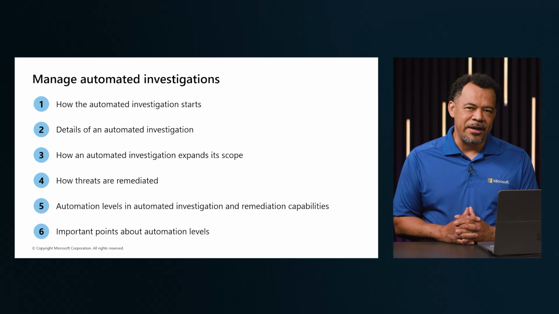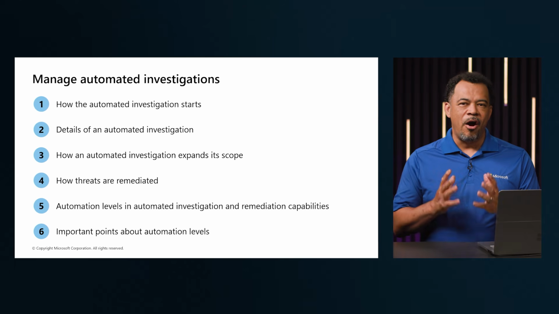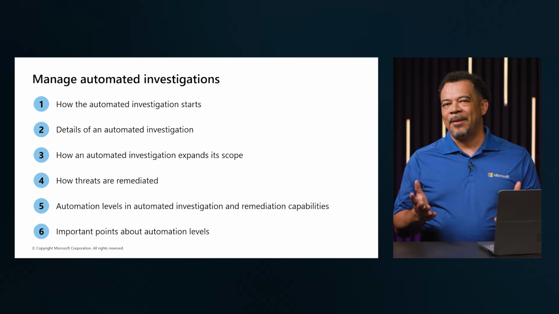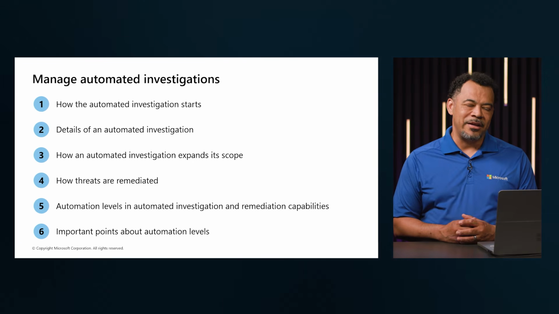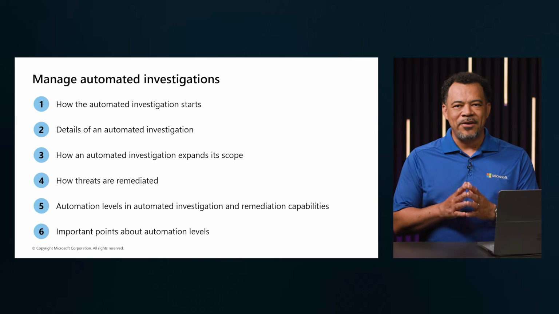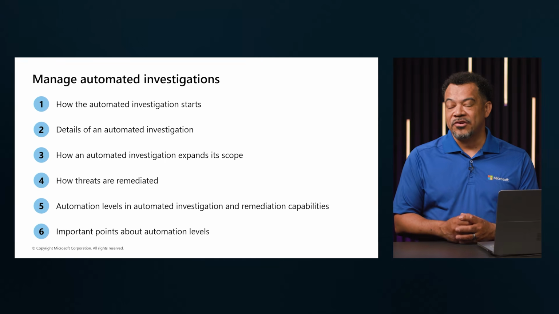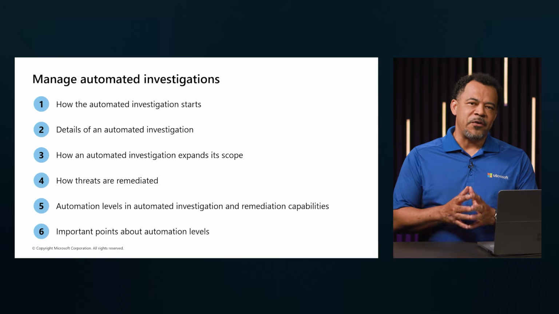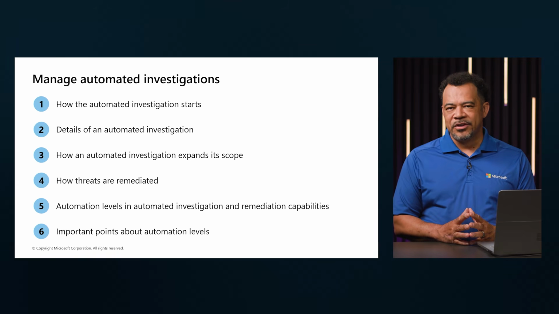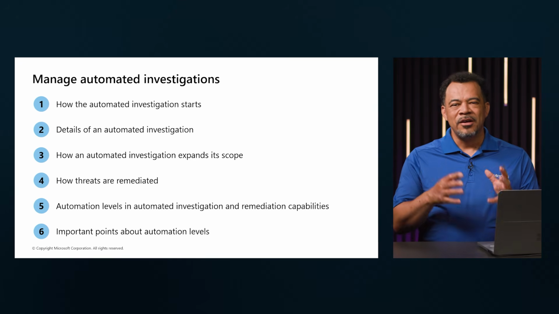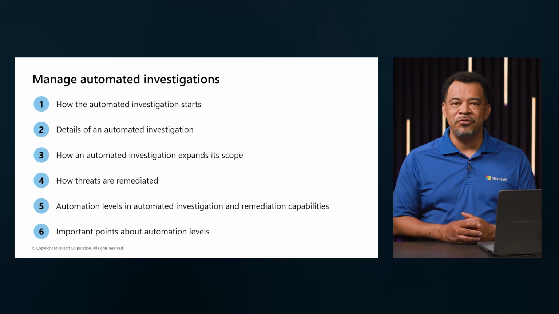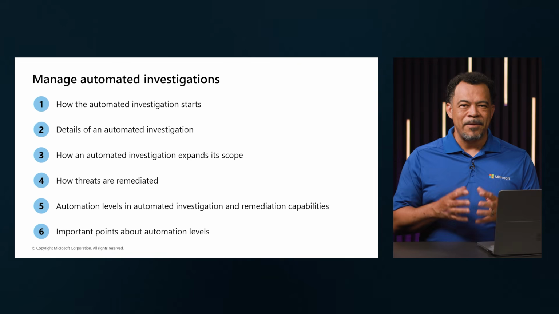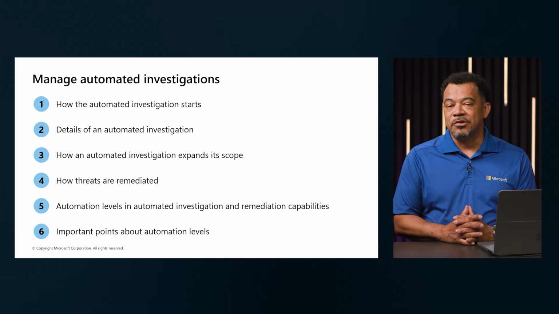And then we can look at the threat remediation process. Defender XDR can automatically take action to contain threats, such as isolating devices, stopping malicious processes, or even quarantining files. Remediation actions are based on confidence levels and organizational policies. There are automation levels in investigation and remediation. Defender XDR supports multiple automation levels, such as semi-automated categories, fully automated categories, and, if you choose, manual approval. These levels allow organizations to balance control and efficiency based on their risk tolerance and operational maturity.